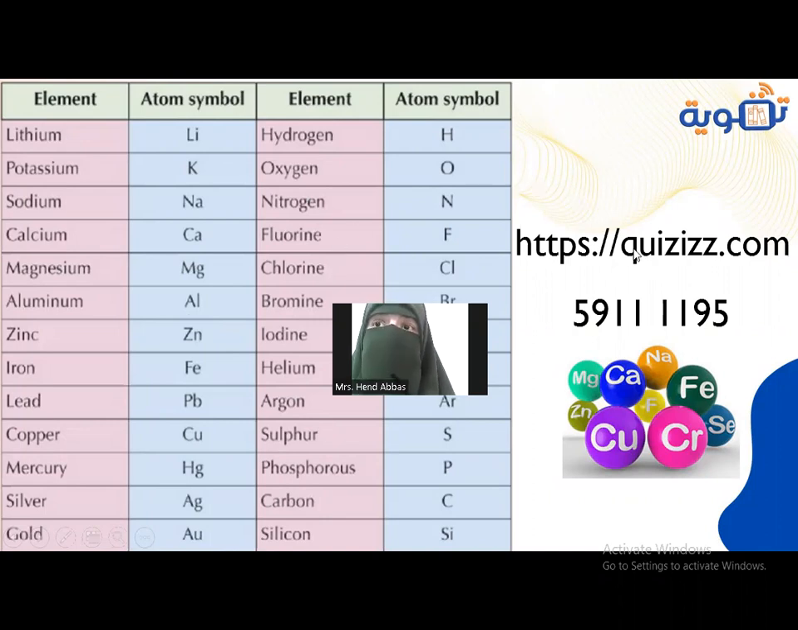Just go to Google, open your browser and write quizizz.com and then enter this code. You'll find 36 questions about the element symbols, so you can check your memorizing.